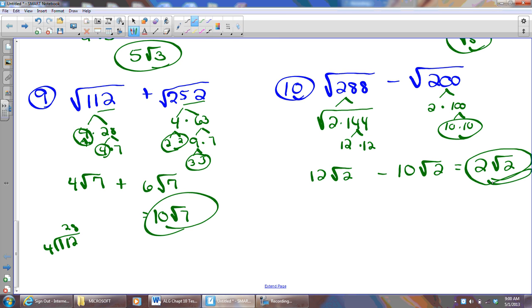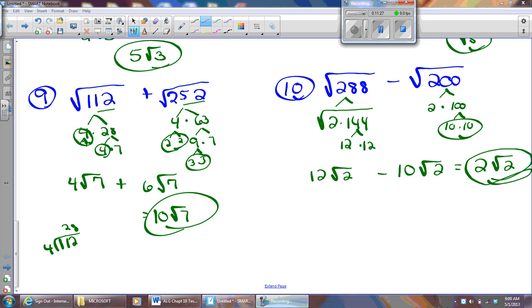Pretty simple stuff. All right, we're going to get some practice with that in class, and then you guys should be getting pretty good at this. Remember that for addition and subtraction, you have to have like terms. For multiplication and division, you can break them down.